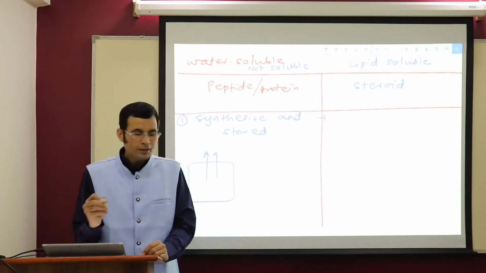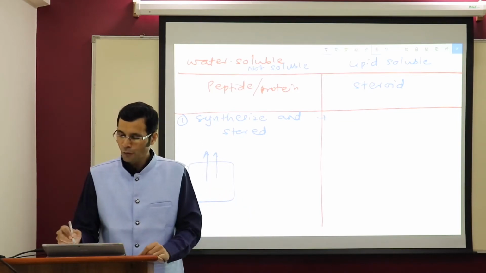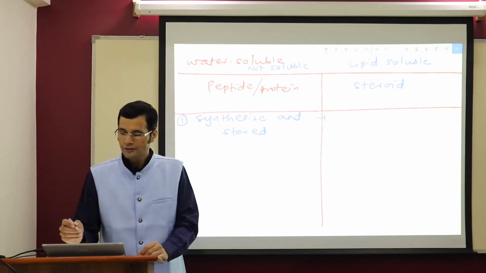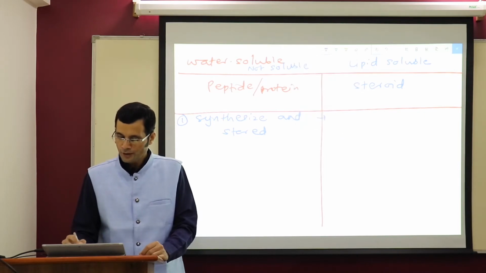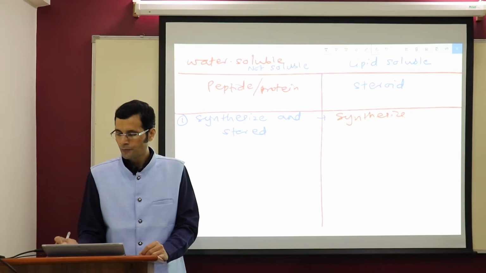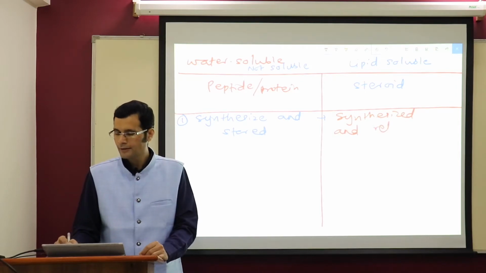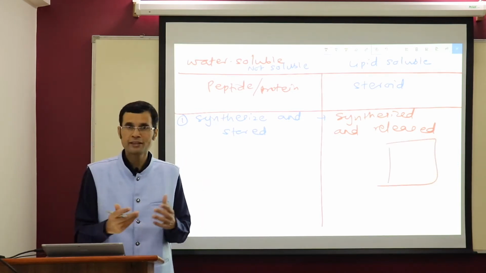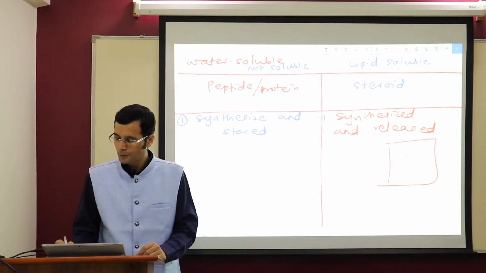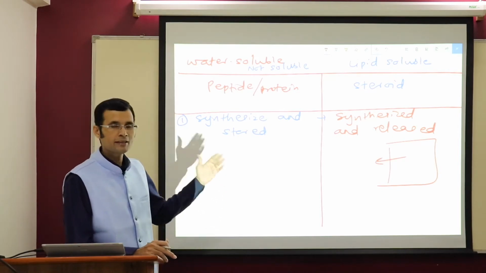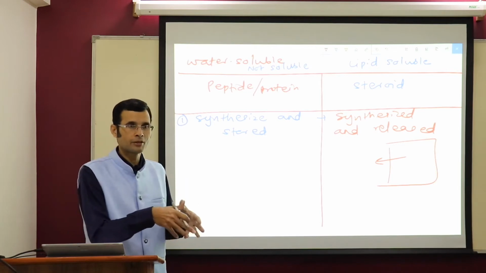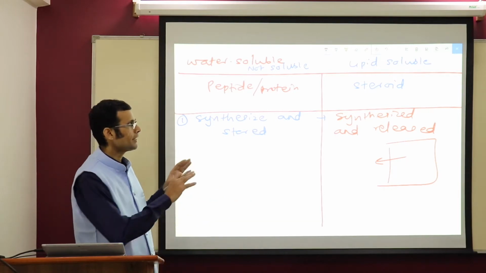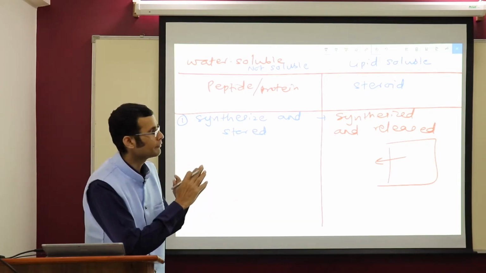Compared to that, what about the steroid hormones? Steroid hormones are synthesized and then not stored. They are immediately released into the circulation. Synthesized and immediately released into the bloodstream because, as we've already seen, they are lipid soluble, so they can cross the cell membrane easily, they can come out, so they can't be trapped inside the cell for long. They will immediately come into the circulation. That's the first fundamental difference between the two.